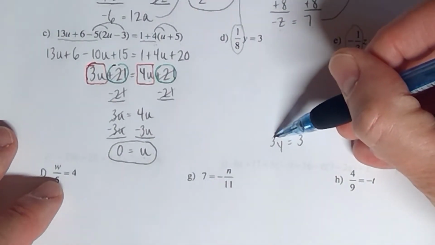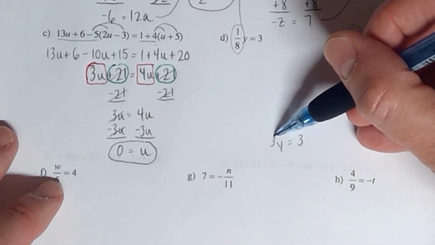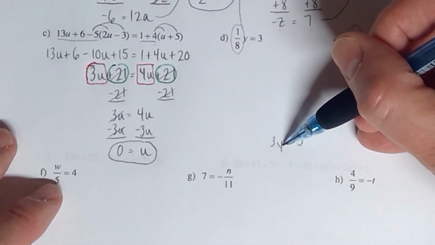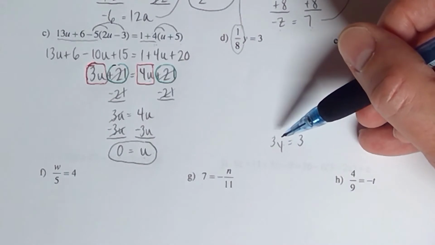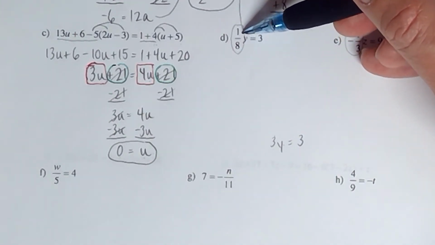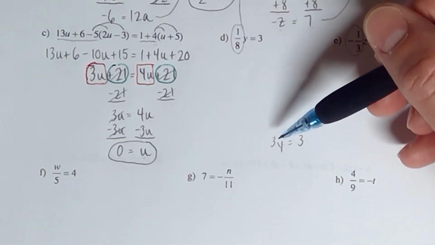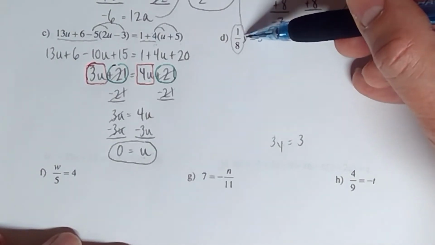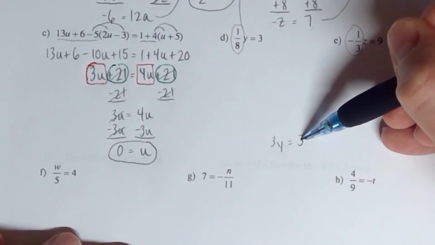Just like the 3 is a number that doesn't have a variable in it, yes, there's a variable behind it. The 3 is just like the 1/8 then. It's just a constant number. It's not a variable. There's no variable inside of it. And everything else is the same here. You have the times y, and then you have equal to 3.